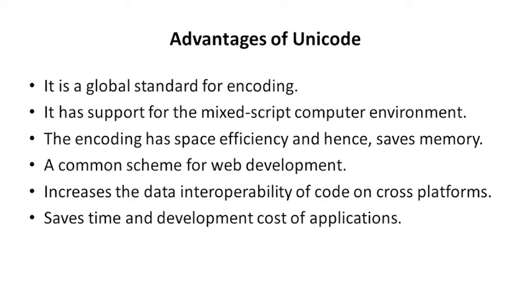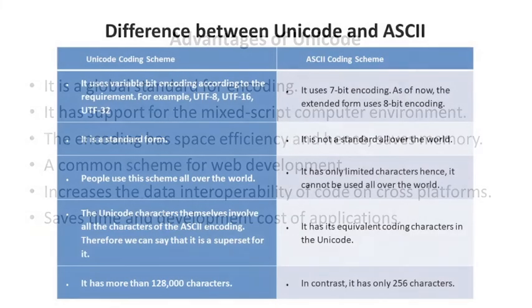Next heading is Advantages of Unicode. It is a global standard for encoding. It has support for mixed script computer environments. The encoding has space efficiency and hence saves memory. A common scheme for web development. It increases the data interoperability of code on cross-platform. It saves the time and development cost of the application.